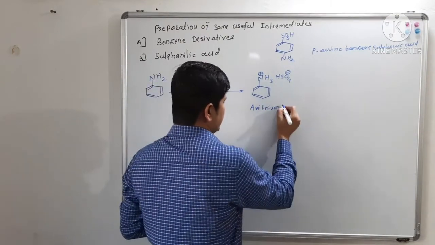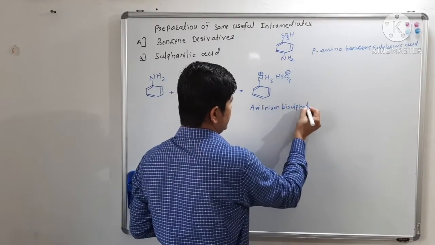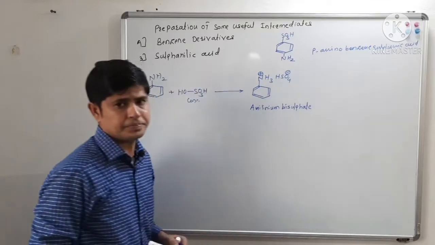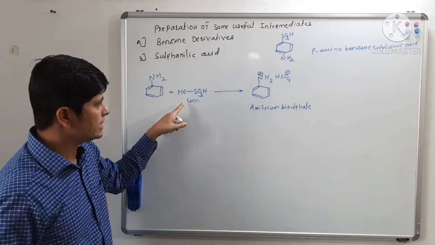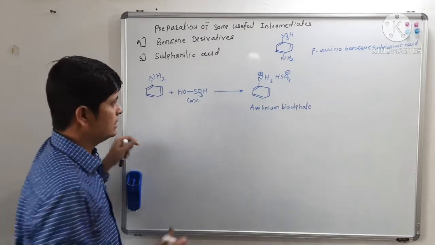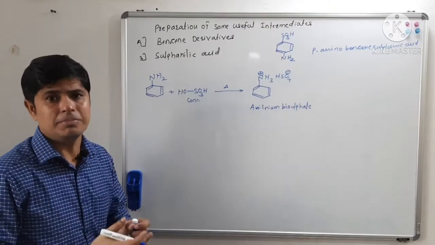Okay, anilinium bisulfate. This is what we will get in the first step. When we react aniline with concentrated sulfuric acid, what will we get? We will get anilinium bisulfate.